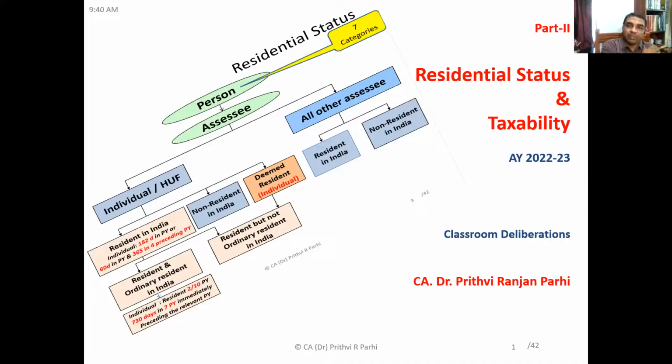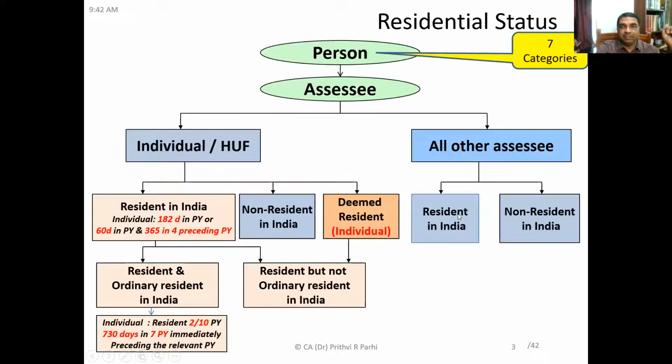Friends, we are discussing residential status and taxability. One part of the lecture was already over, and we have understood this primary thing. We know that the total income computation depends on the residential status. We have seen that the assessee's income has to be computed on the basis of residential status. We can classify assessees like individual, HUF, and other categories of assessees.